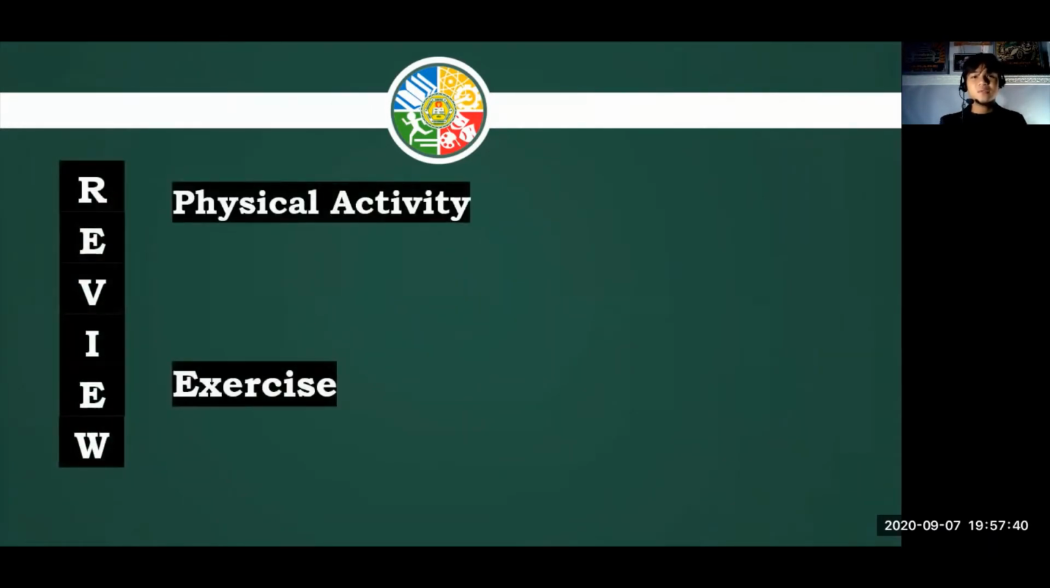Before we proceed to our next topic, let's have a recap on our previous discussion. Last meeting we talked about the difference between physical activity and exercise. If you can still remember, physical activity refers to any body movement that we do, while exercise is actually a category of physical activity. Take note, class, that exercise is regularly done. It is planned and structured, and you always do this regularly on a time schedule.